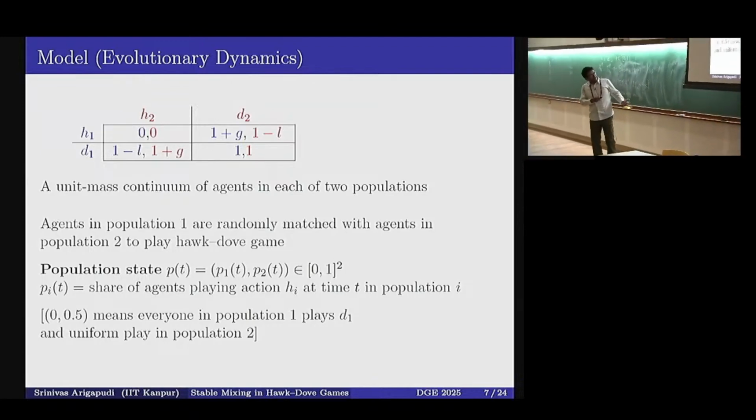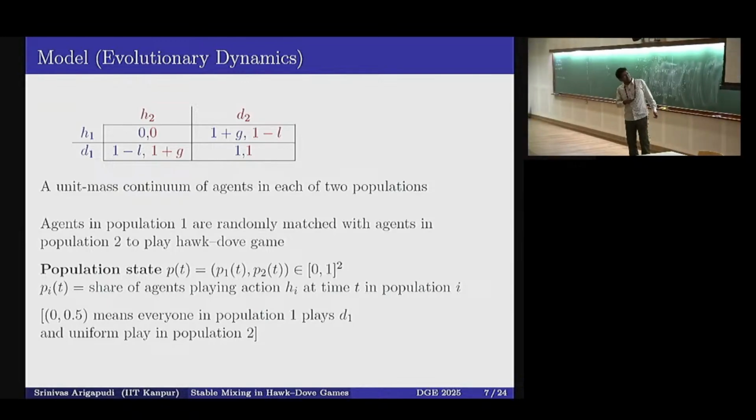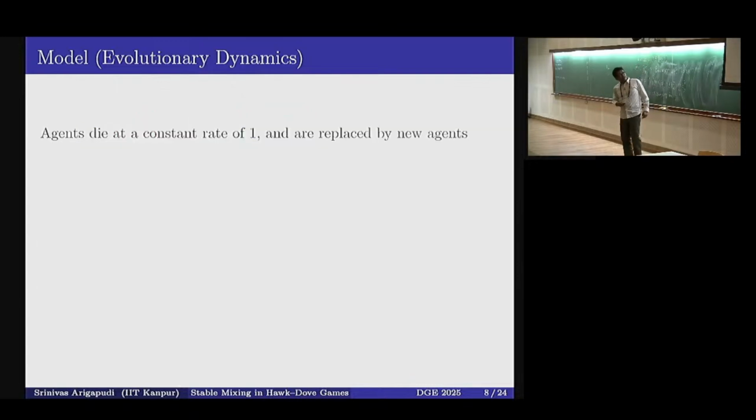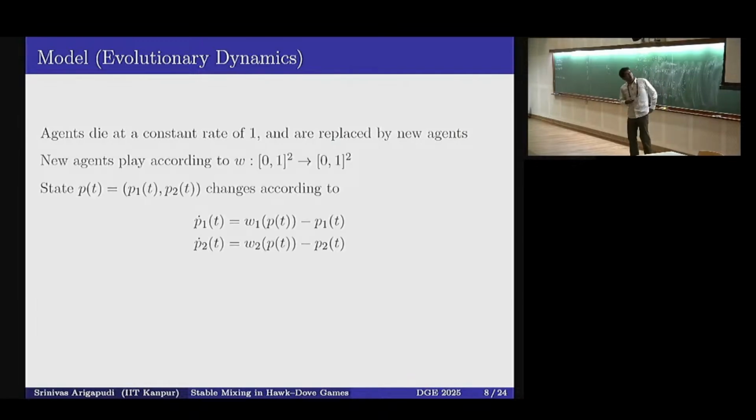So now here the population state P_i would represent the share of agents who are playing the hawkish action in population i. So for example, if I consider the population state like this, this state would correspond to a place where all agents in population 1 are playing the dovish action, and half of the agents in population 2 play the hawkish action, and the remaining half play the dovish action. We assume that some agents die and new agents are entering the population. A new agent who enters the population plays according to this particular function.